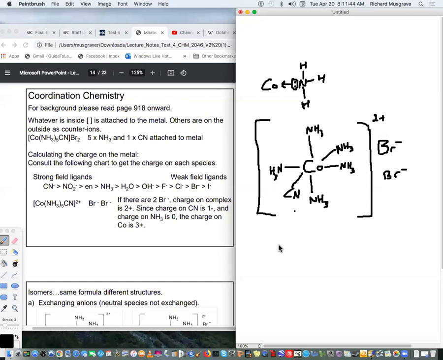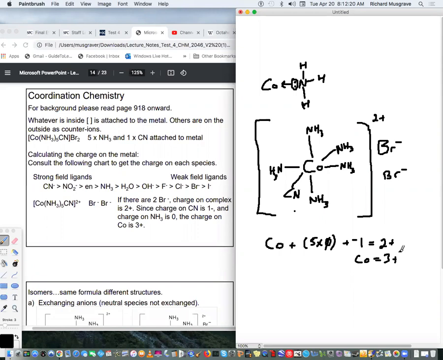So what I can say is that the total of everything in those square brackets is going to be Co plus 5 times 0, which is the charge on an NH3, as you can see here, there's no charge on it, plus negative one, which is the charge on the CN. All of that adds up to 2+, which means Co must be +3 in this example. Remember, these are transition elements, so they're going to have different charges depending upon the situation they happen to be in. This one happens to be 3+, or +3, it doesn't matter how you put it.